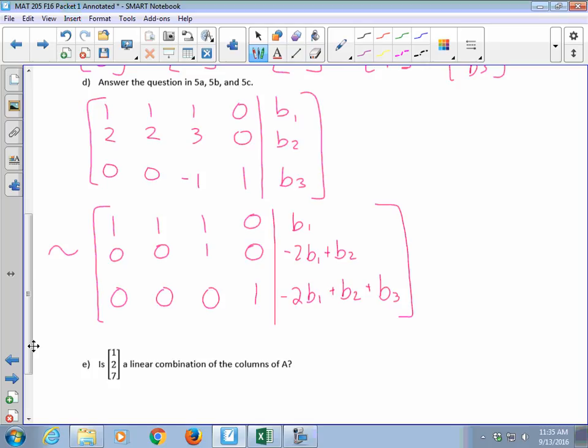So what do you think? Is there a solution? Why not? I see a pivot in row 2. I see a pivot in row 1. There's a pivot in all 3. Yep.